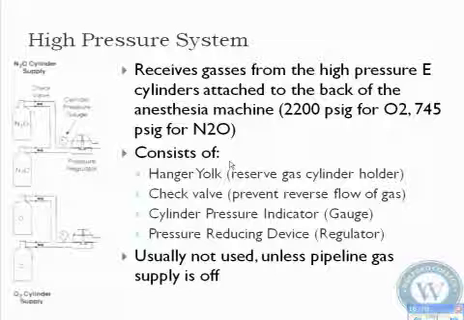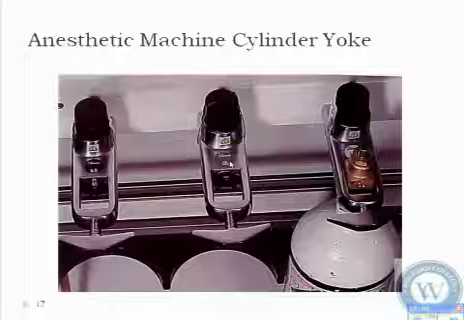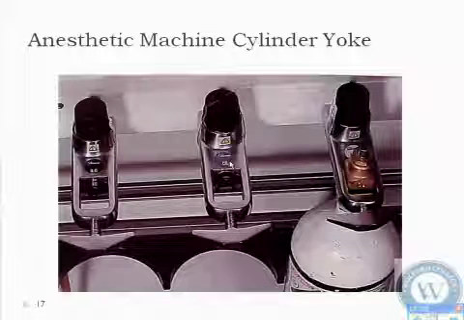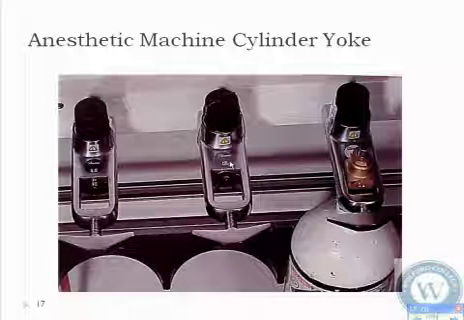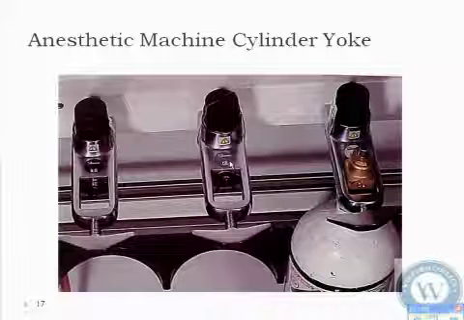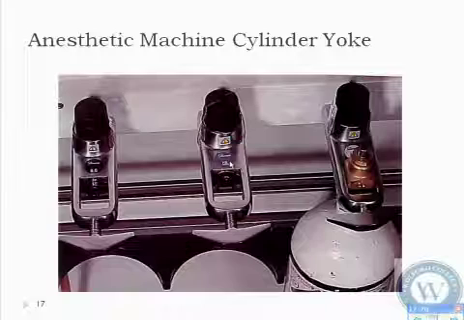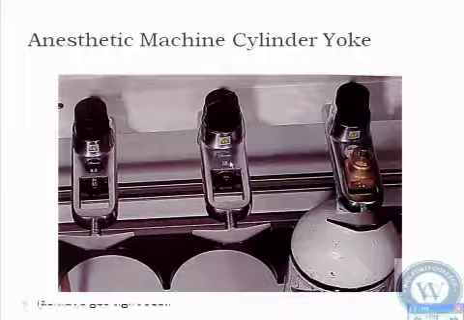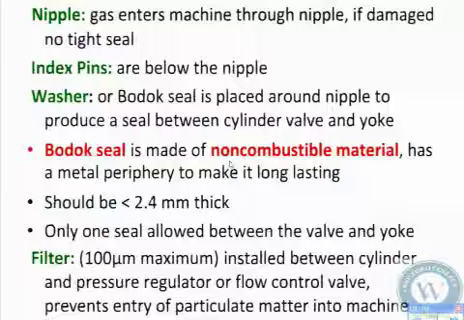Okay, so the four components right here: hanger yoke, check valve, pressure cylinder indicator, which is just your gauge, and then your pressure regulator. So this is your cylinder yoke, just the housing of it. You've got your screw back here that pushes it in. Right here is going to be the valve, and just inside that valve is your pressure reducer. So that's just an explanation of the different components, if you're interested in that.